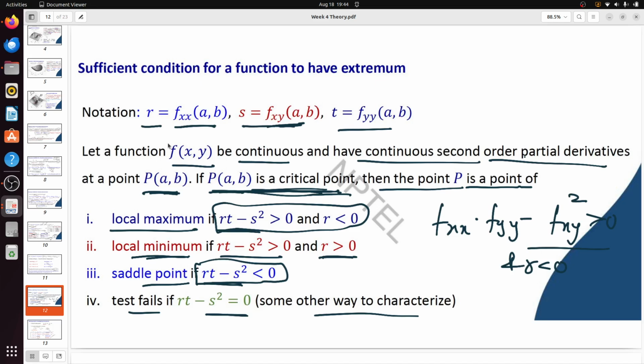Let a function f(x,y) be continuous and have continuous second order partial derivatives at a point. If P(a,b) is a critical point, then P is a point of local maximum if rt − s² is greater than 0 but r is less than 0. If both are greater than 0, then it is a local minimum. And if rt − s² is less than 0, then it is a saddle point.